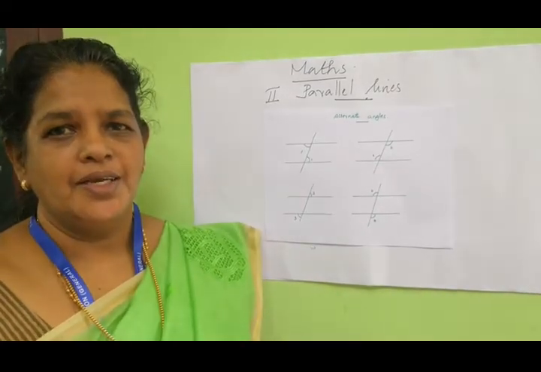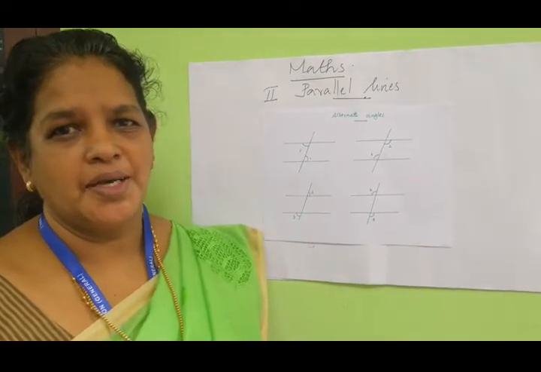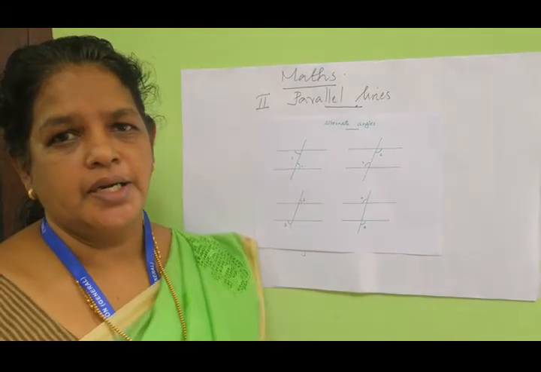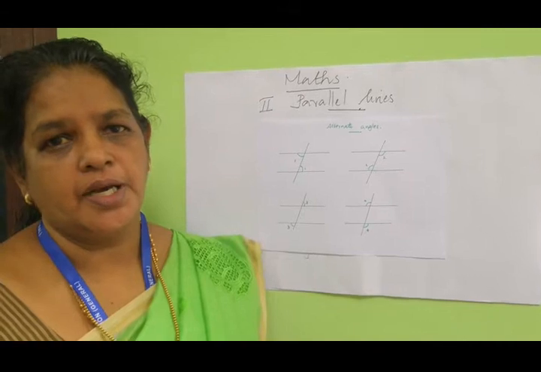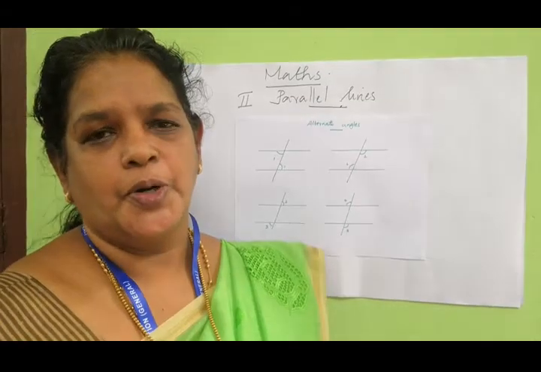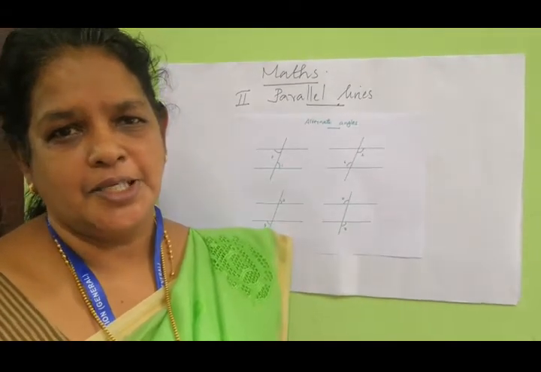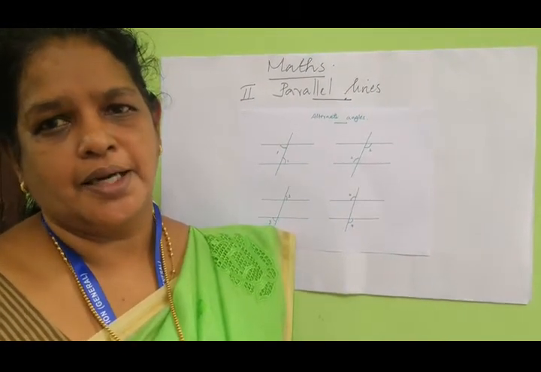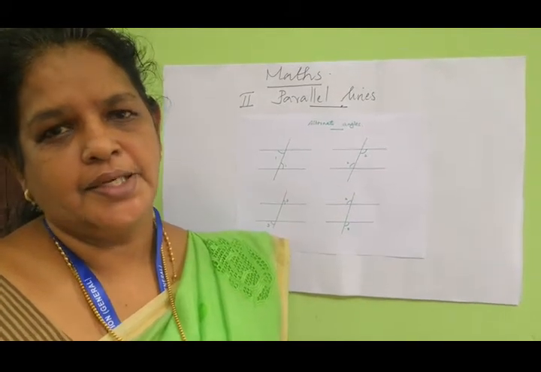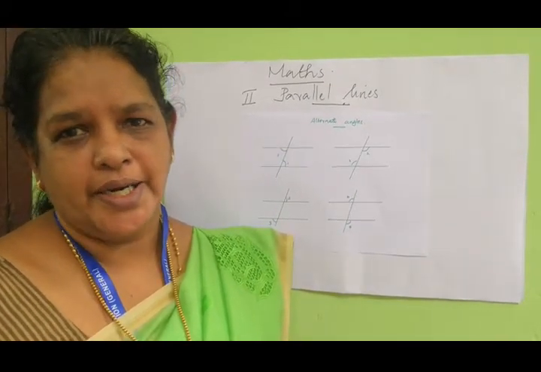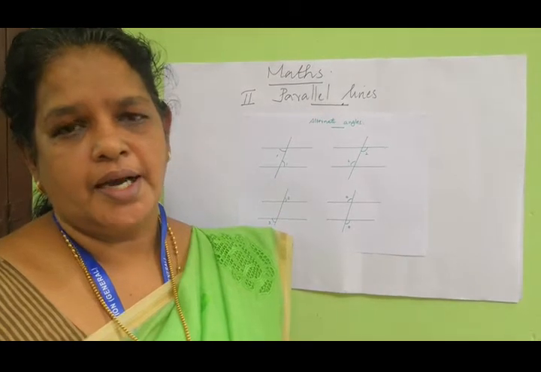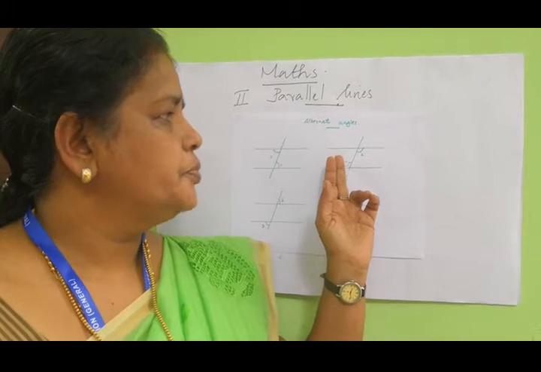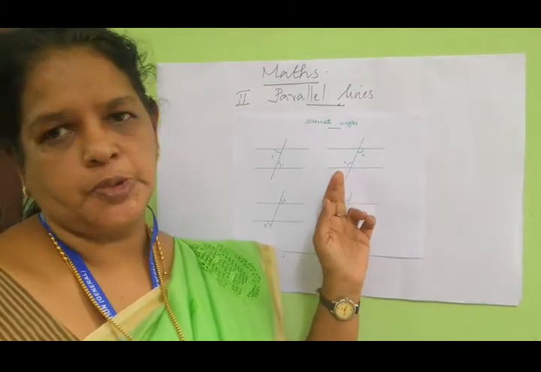Morning. Now we are discussing 7th standard maths, parallel lines. Last class we already studied corresponding angles. What are corresponding angles? Angles in pairs according to similar position are called corresponding angles. Next we have to study alternate angles. What are alternate angles? Alternate angles are pairs of angles in reverse position.